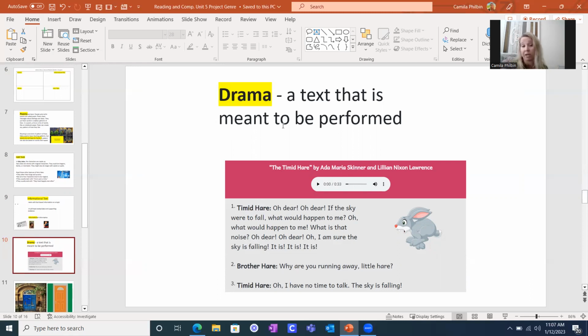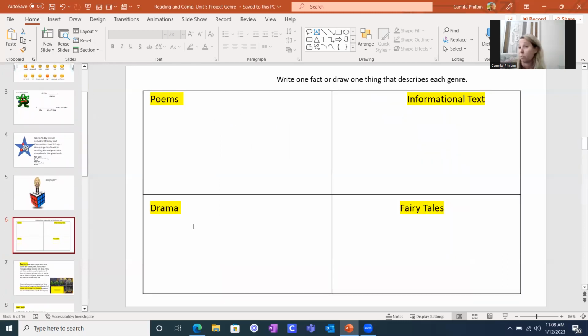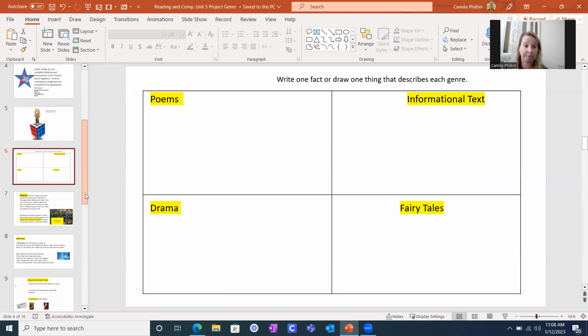So we can remember that when we're reading dramas, a lot of times our voices match what we're reading, like here, Timid Hare says, "Oh dear, oh dear." So when we're reading dramas, we'll make sure that our voices match what we're reading, okay, so that we can give that expression. So this is an example of a drama. Back here on your poster where it says drama, you will want to make sure that you give one example, one fact, or draw a picture that would describe a drama.